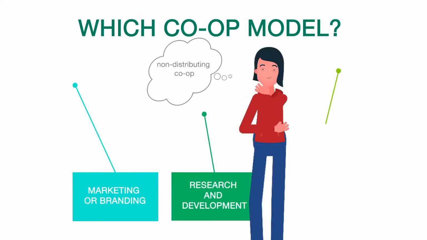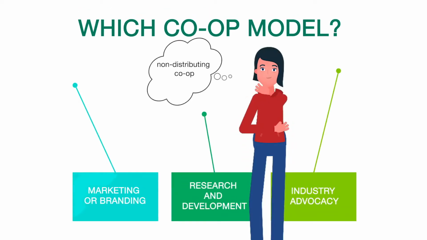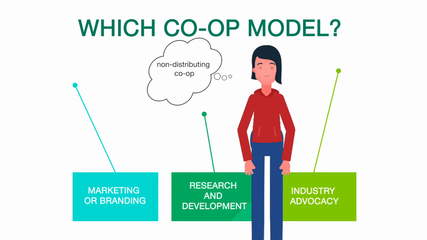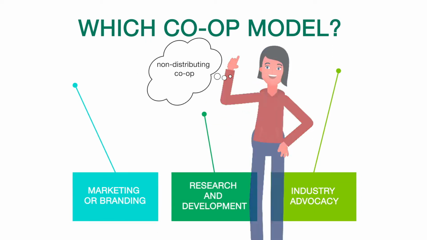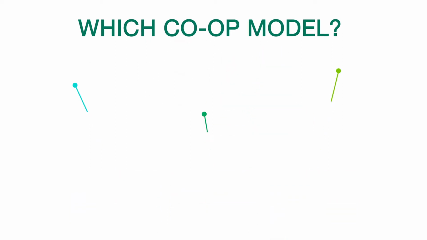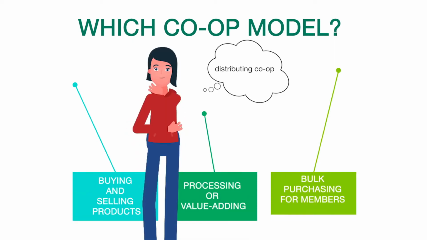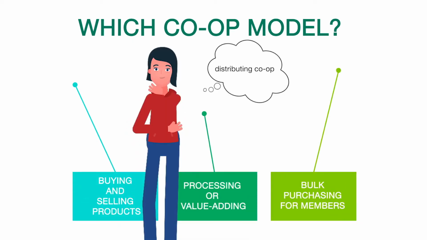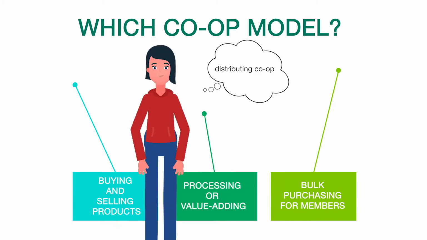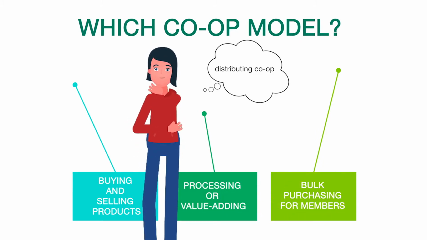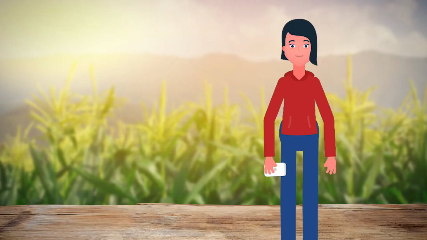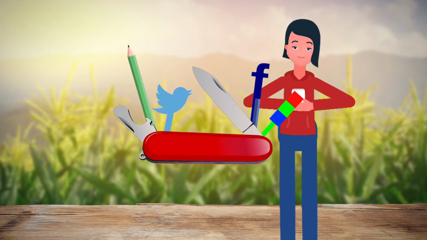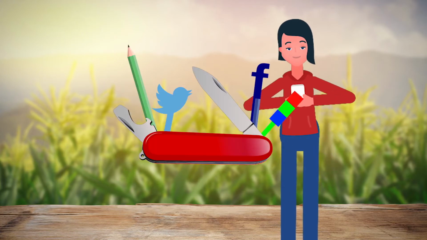If the purpose or primary activity is restricted to marketing or branding, research and development, or industry advocacy, a non-distributing co-op may be sufficient. However, if the purposes are broader and include buying and selling member products, processing or value adding to products, or bulk purchasing on behalf of members, then a distributing cooperative may better serve the members. You might think you should choose the model with the most possibilities, or you might worry whether you've made the wrong choice. Don't panic.